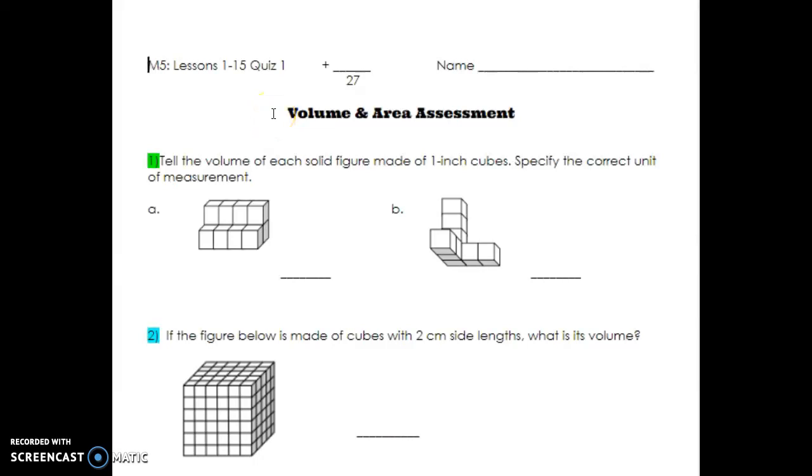Volume and area assessment. Number 1. Tell the volume of each solid figure made of 1-inch cubes. You must also specify the correct unit of measurement. So each solid figure is made of 1-inch cubes, and you must label your answer correctly.